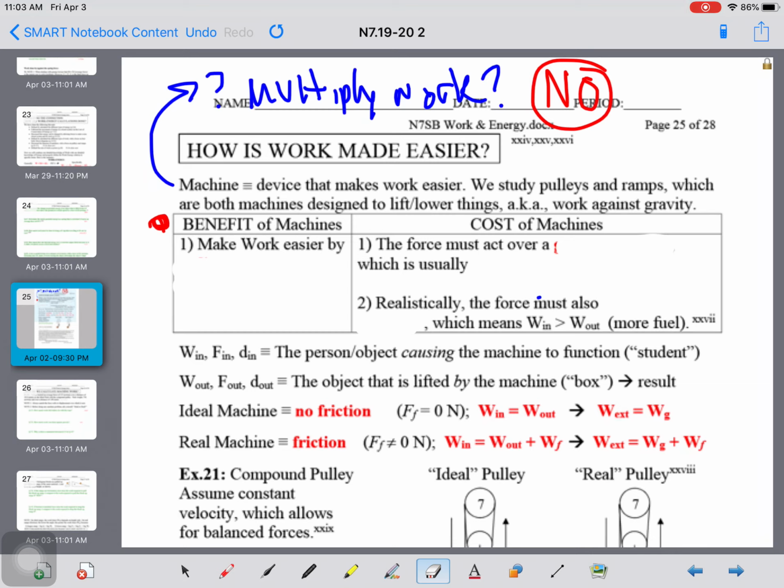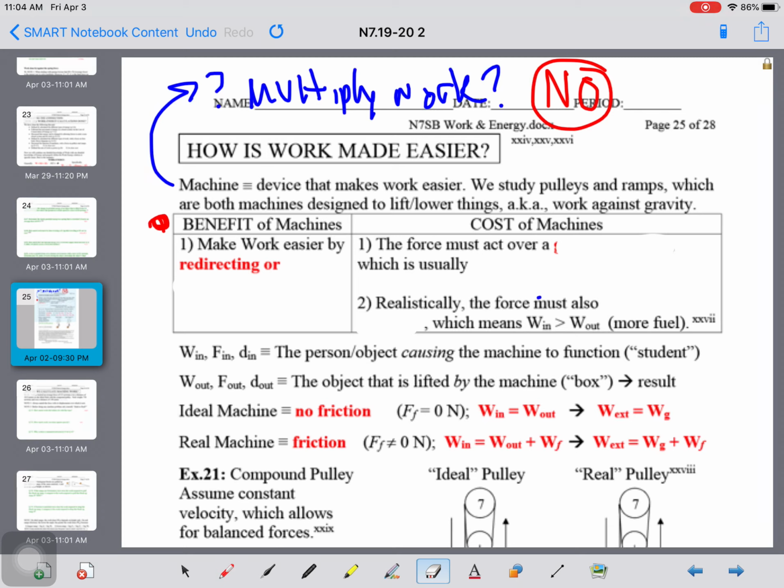So basically, how can you make work easier? Work, we've done a whole bunch on, lifting something. Very common type of work that we often use machines for is lifting stuff. So one way you can make work easier is by redirecting the force. The "or" is in there because we're going to have something else with the force.